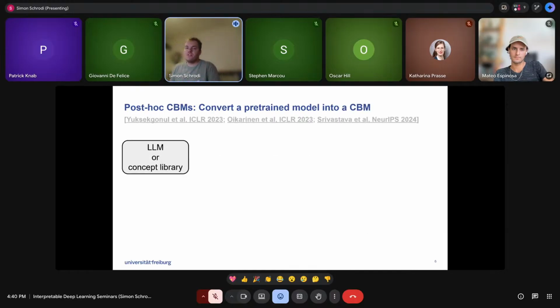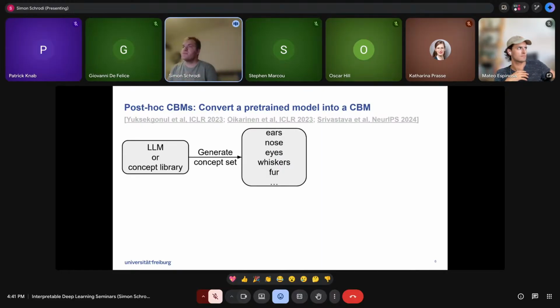To remedy this, there was a line of work in 2023 on post-hoc CBMs. The idea is essentially that we cut the pre-training stage, which is the more expensive part, to get this encoder, and convert the pre-trained model into a CBM. We start off with a large language model, which gives us a set of concepts, or a smaller concept library. This is similar to the concept library we would use for the supervised CBMs. However, here the library can likely be smaller.